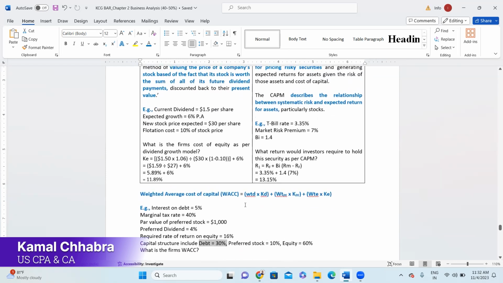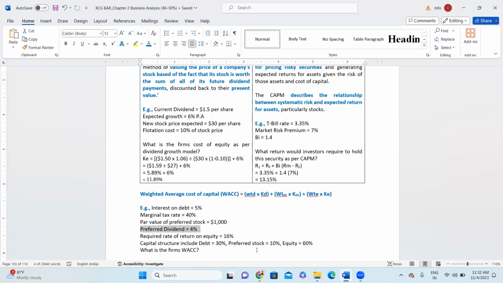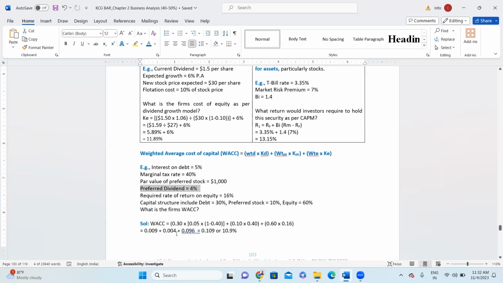Second is your preferred stock. Preferred dividend is 4% and the preferred stock is 10%. So 10% multiplied by 4% is how much? 0.004. And what is the cost of equity? 16% multiplied by the 60%. How much is it? 0.096. So 0.009 plus 0.004 plus 0.096 is equal to 0.109, that is 10.9%. Make sense? Clear cut? Arun, Harini, Manish, Swapnil, clear?